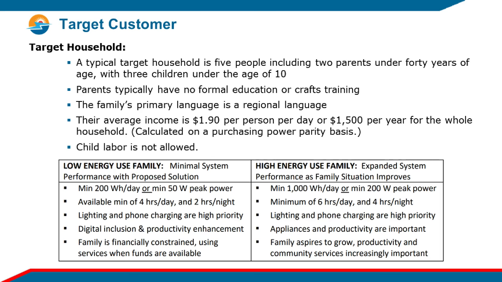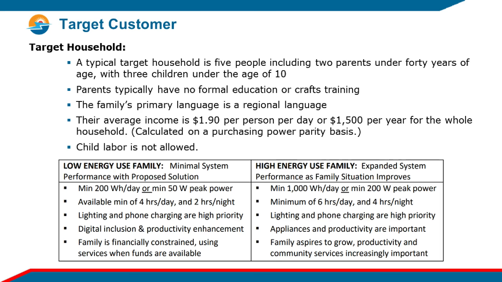So here's what the low energy use family looks like. This is where we expect them to start and move up. So 200 watt hours a day, 50 watts peak power, 4 hours a day, 2 hours per night. You must meet lighting and phone charging. Okay, so what does that mean?